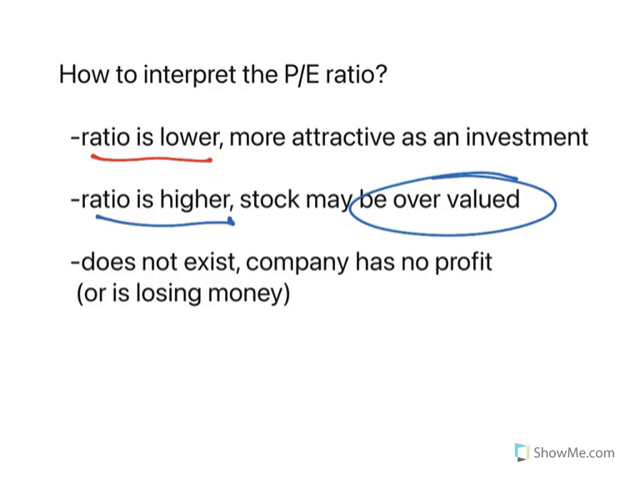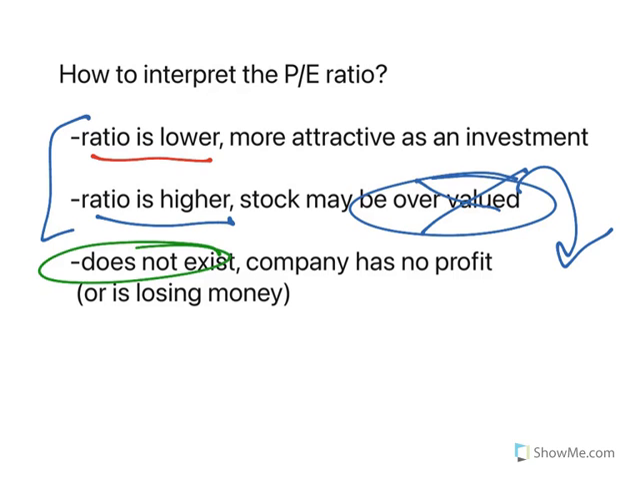Now, the third option, right? So we talked about lower, we talked about higher. What if the price to earnings ratio does not exist? Now, that means the company maybe has no profit. That could be for a whole host of reasons. It could be because the company just started, so there's no profit. It could be it's just not a very good company, so there's no profit. But there's just zero profit.